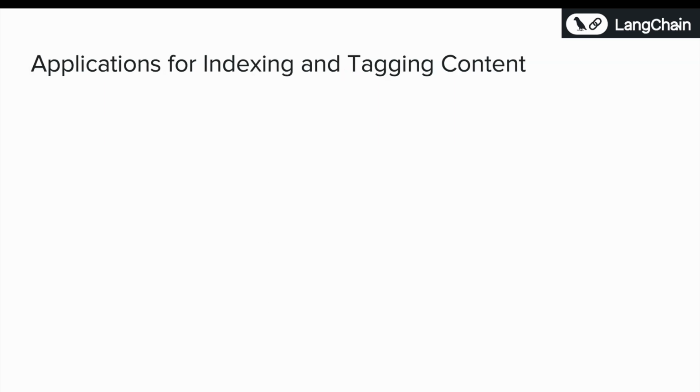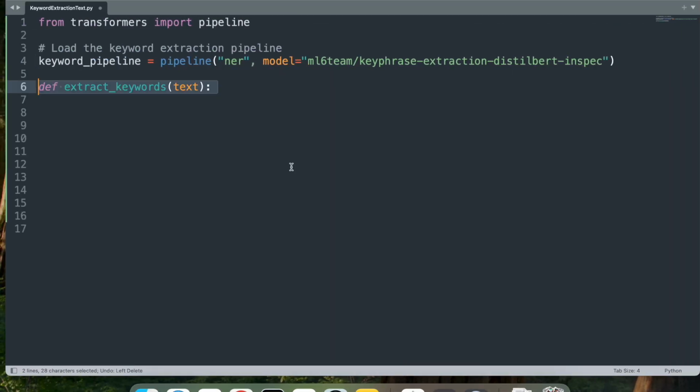Application for indexing and tagging content. The objective here is to build the function to extract keywords and create a user interface for interaction. So first, creating a function to extract keywords. Let's create a function called extract_keywords that takes a text input, processes it with our pipeline, and returns the keywords. Let's go. Here is the implementation for it, where I'm going to define a function, extract_keywords, pass it the text.